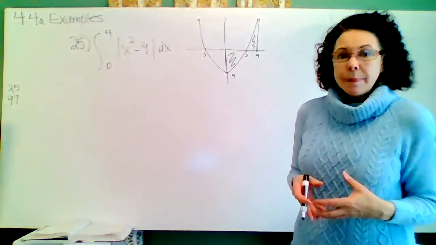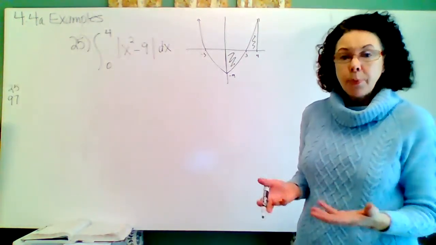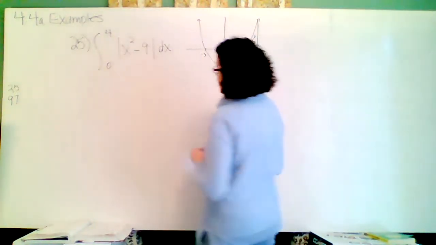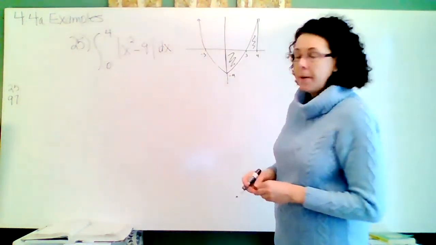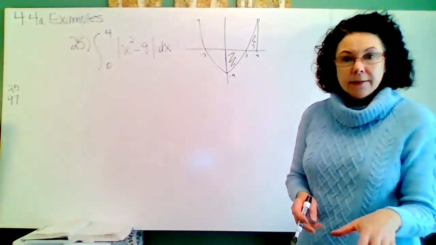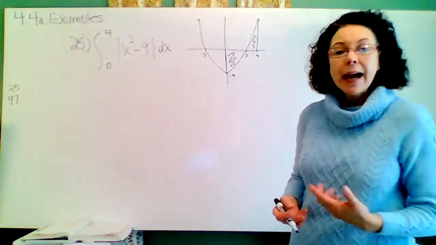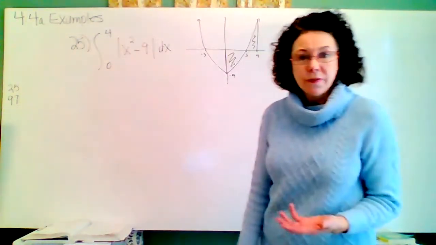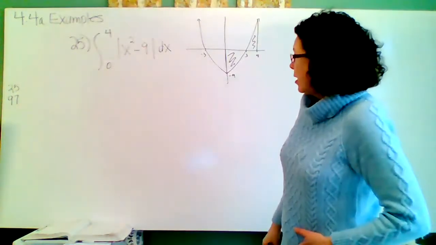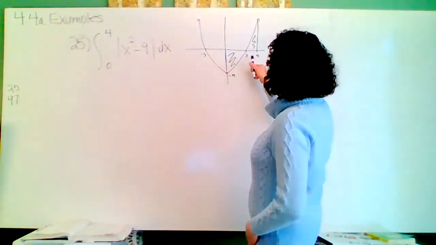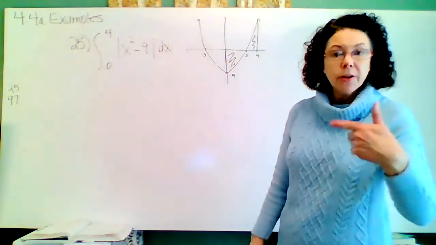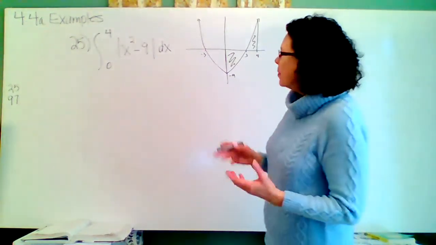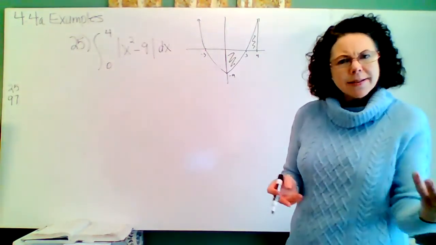So they want this area added to that area where we consider both of these areas positive. Okay, what this means for me is I need to break up the integral. I know if I integrate x squared minus 9 from 0 to 3, that it's a negative area. And then I have to take the opposite sign of that and make it positive because it's the absolute value. The area of x squared minus 9 from 3 to 4 is positive and it's fine like it is, right?